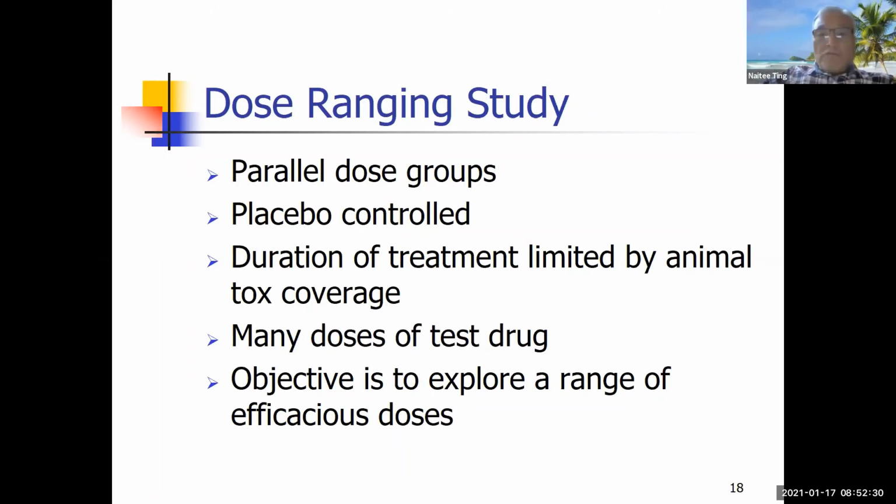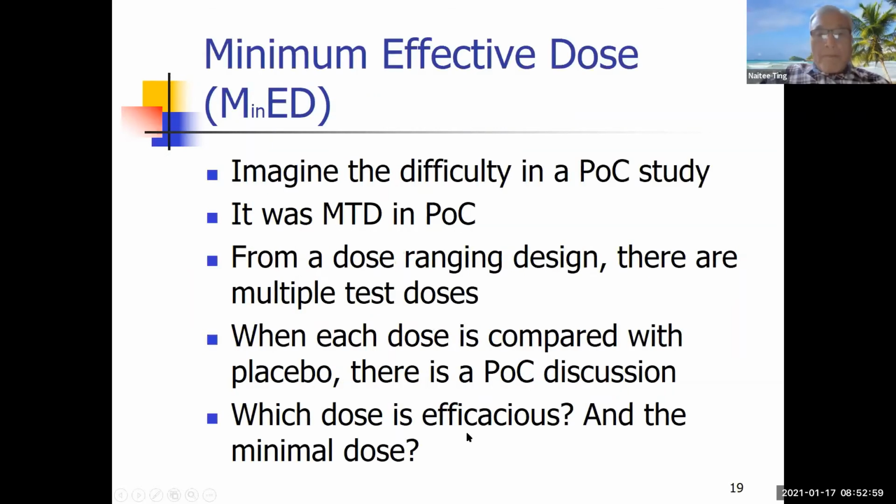And also from the dose ranging study, you can establish some lower limit of the dose range to see if the low dose is too low or medium dose is not high enough or things like that. All right. So dose ranging study is typically a parallel dose groups, placebo controlled, the original treatment limited by animal tox coverage, and many doses of test drug. So that's a typical dose ranging trial. Objective is to explore a range of efficacious doses. All right. So we look at minimum effect dose, mean ED.